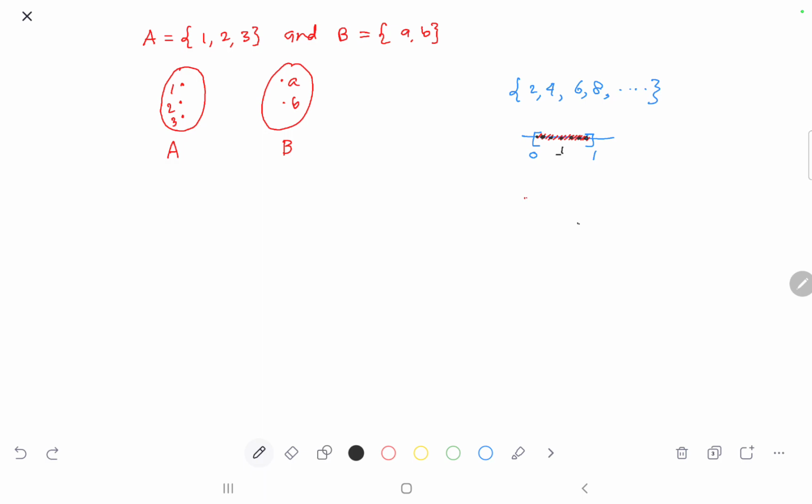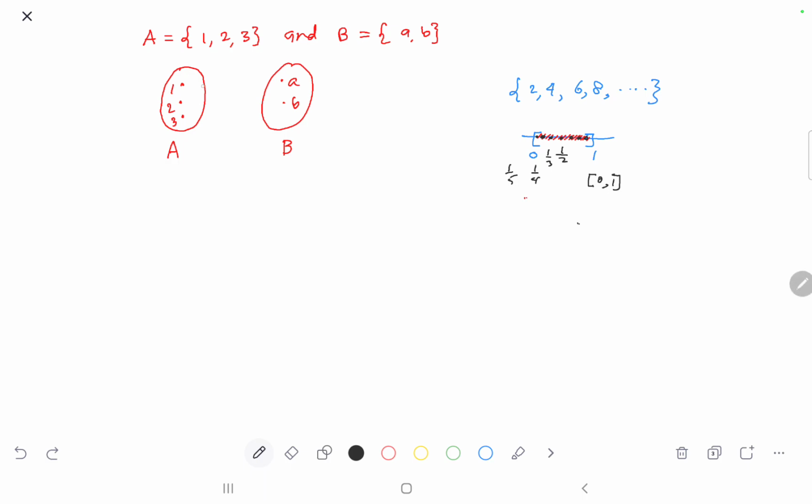You can take 1 over 2, 1 over 3, 1 over 4, 1 over 5. You never stop, right? So therefore it is an infinite set. The interval 0, 1 is infinite because it contains infinitely many numbers.